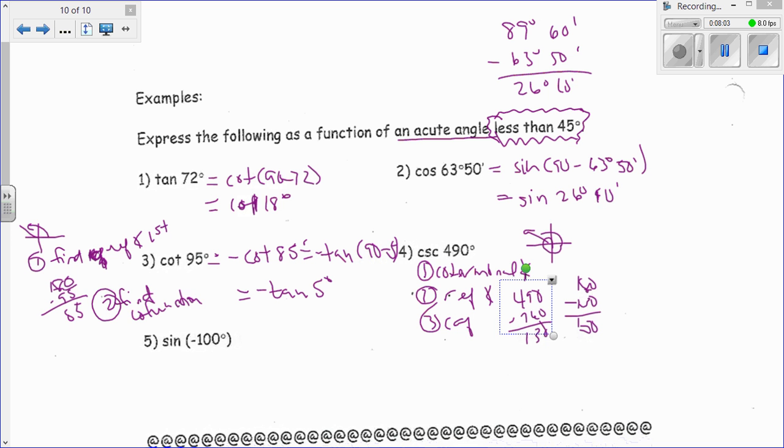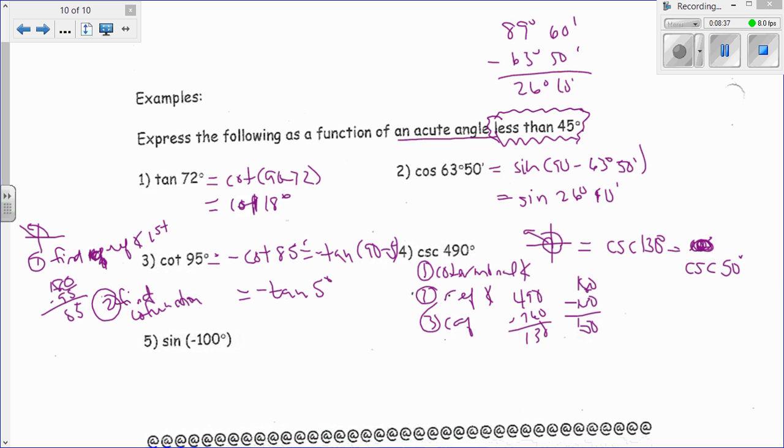Okay, so going back to the original problem, this would be equal to the cosecant of 130 degrees, because that's what I found my coterminal angle. I'm in quadrant 2. Cosecant is positive in quadrant 2, just like sine. So this is equivalent to the cosecant, let's try this again, cosecant of 50 degrees.